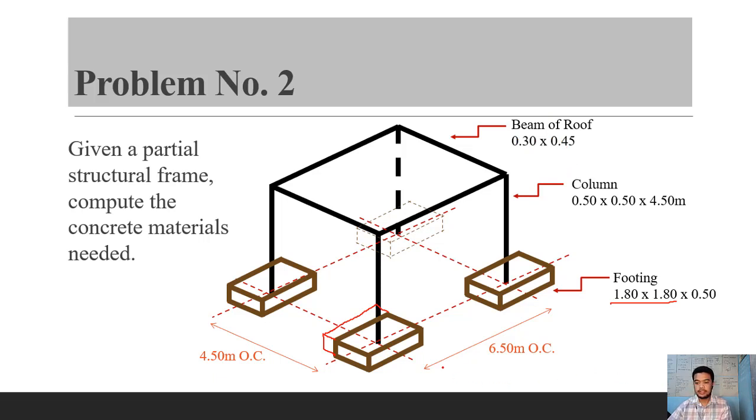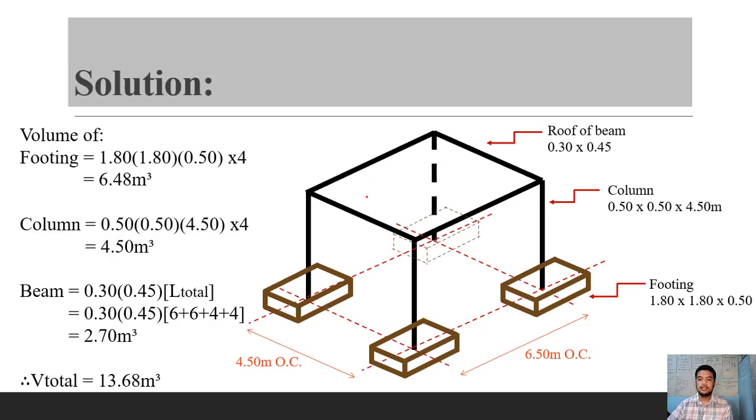And we also have the spacing. Okay, this is 4.5 meters OC. What is the meaning of OC? That is on center. So 4.5 meters on center. Okay, so let us try to estimate again the quantity of cement, sand, and gravel that should be ordered, or that should be prepared in making this amount of concrete. But first, we should compute the volume of each member.